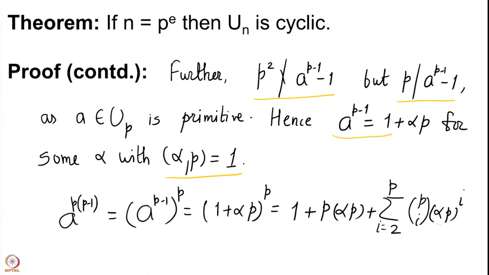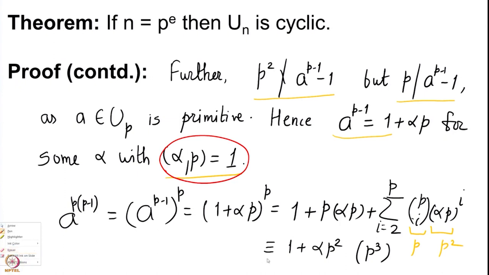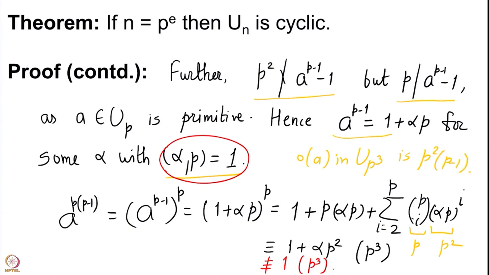So, these are the terms where the powers of alpha p will keep increasing and you have the coefficient to be p choose i. So, we observe that in these coefficients you have a factor of p here, actually you have a factor of p square here and you have a factor of p here. So, modulo p cube, this is congruent to 1 plus alpha p square. But remember that alpha comma p is equal to 1, and therefore we have that this is not congruent to 1 mod p cube. So, the order of a modulo p cube cannot be p into p minus 1, and therefore order of a in U p cube has to be p square into p minus 1, which is what we wanted.